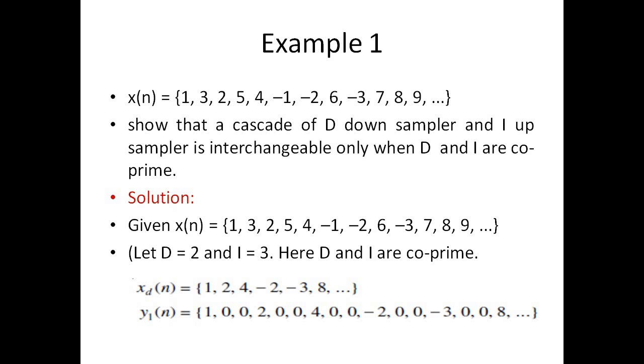Y1(n): consider that we perform this decimation followed by an interpolation. What do you mean by interpolation? Interpolation by a factor of 3, as given. So 3 means that between the input samples, the intermediate 1 as well as 2 samples will be made 0. So between the first sample and the second sample, how many zeros do I need to put? 2 zeros.